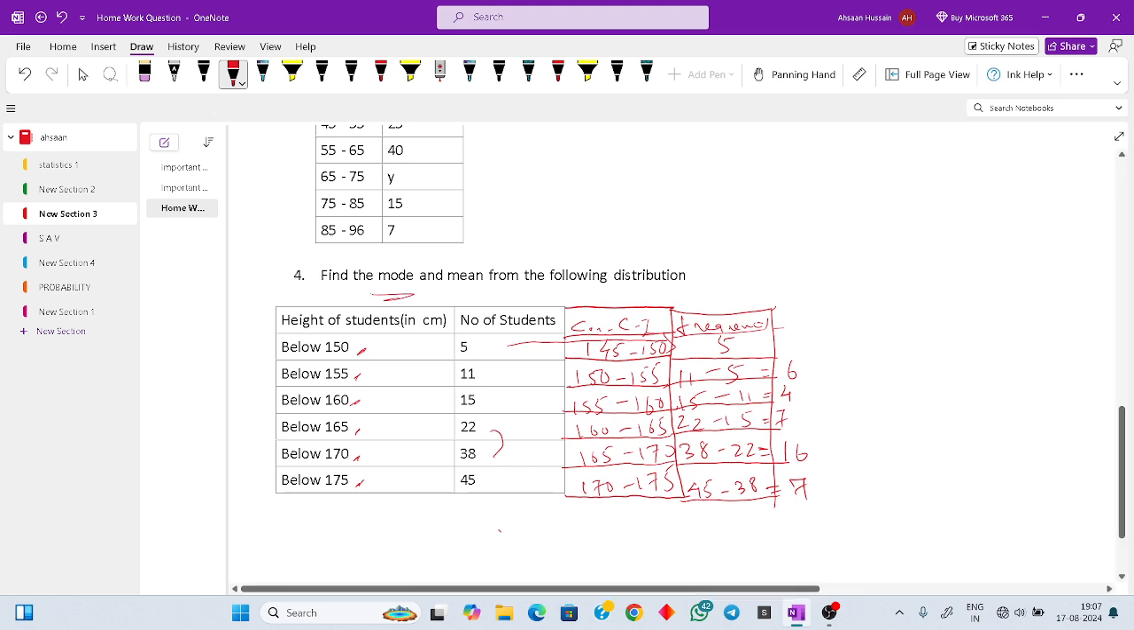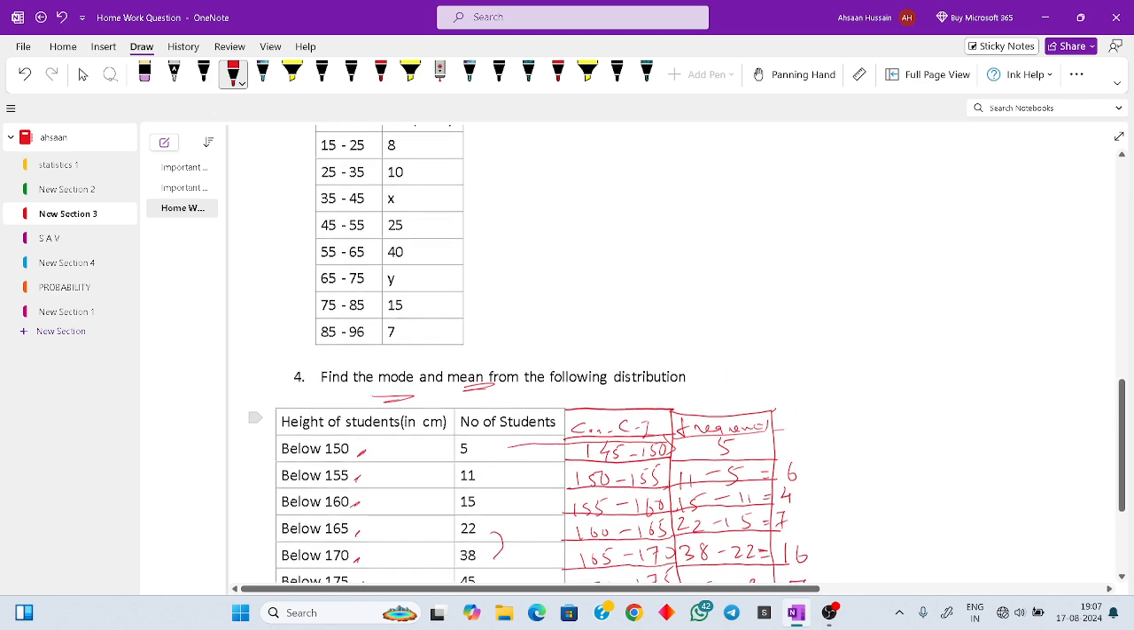Now you can find the mode and mean by yourself.